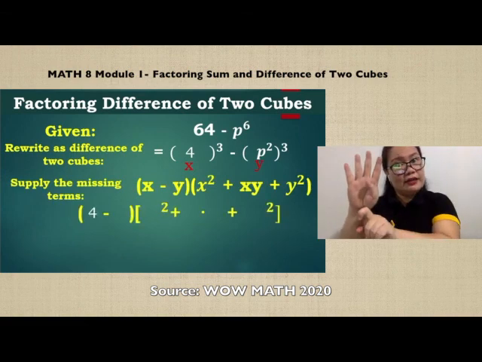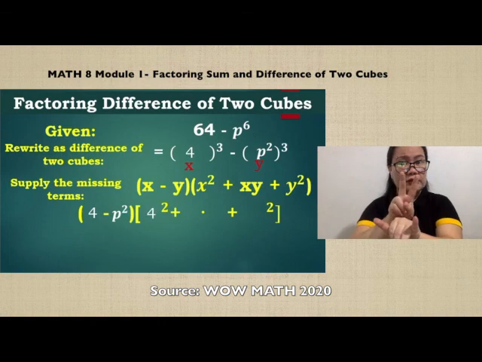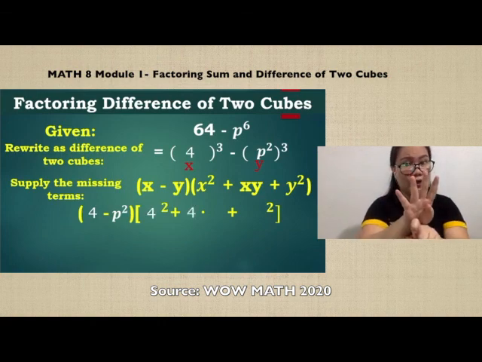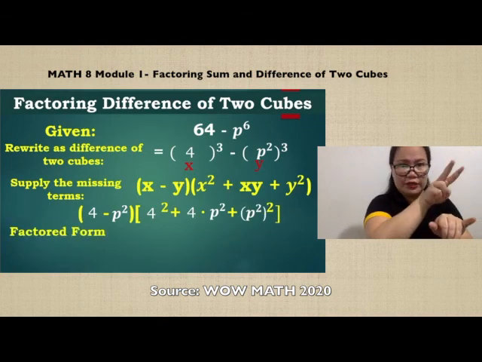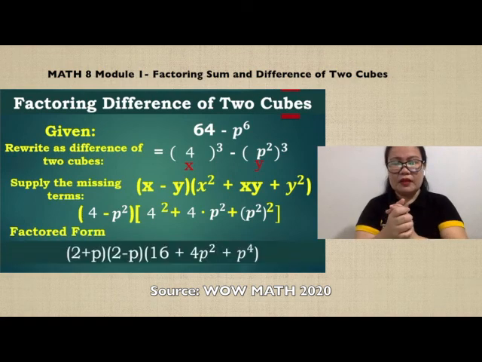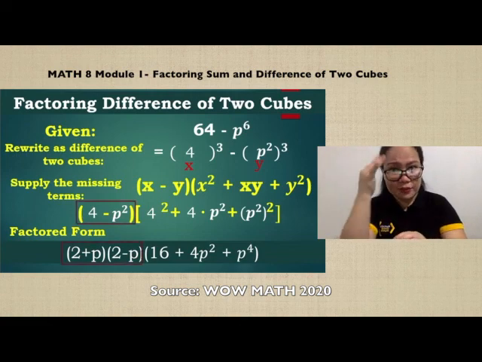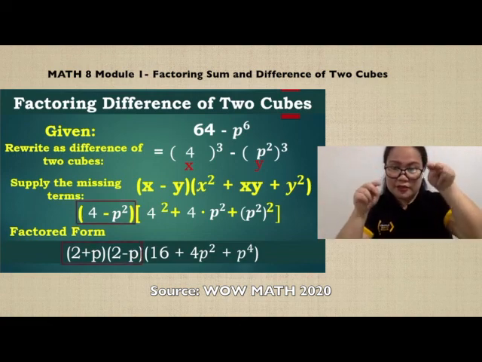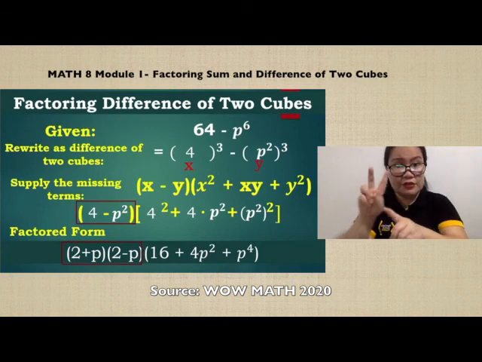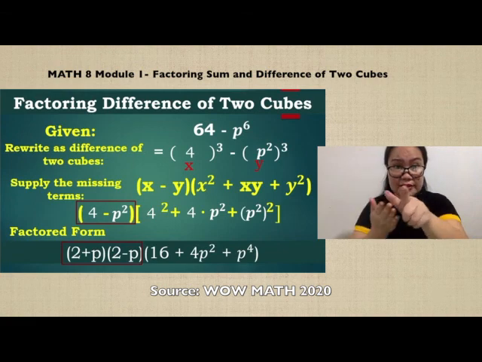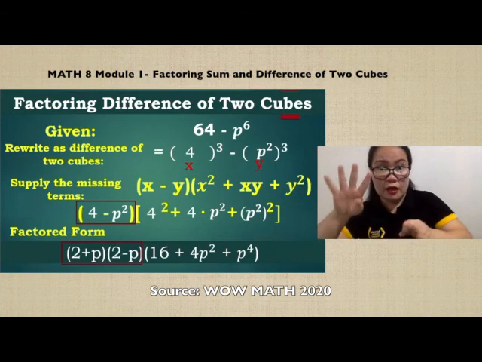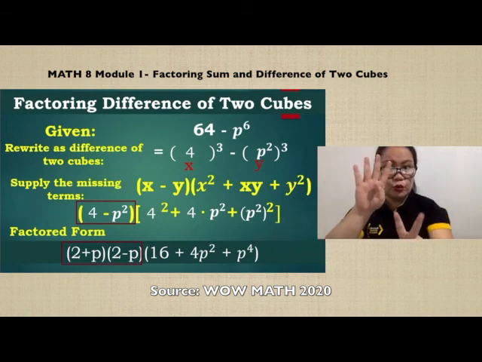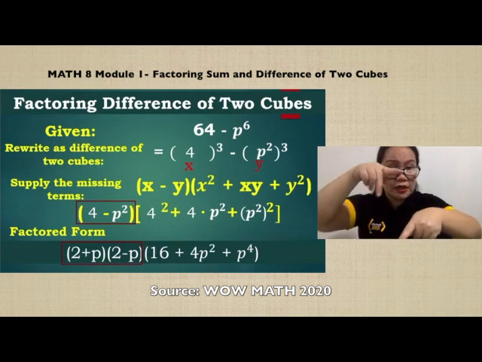So, we now have our x, which is 4, y is p squared, x again is 4, and then xy, we have 4 and p squared. And then y is p squared. So we now have the factored form, 2 plus p times 2 minus p. Saan nakuha ito? Because 4 minus p squared is the sum and difference of 2 squares. So, itong 4 minus p squared is the sum and difference of 2 squares, so pwede pa natin siyang i-factor.